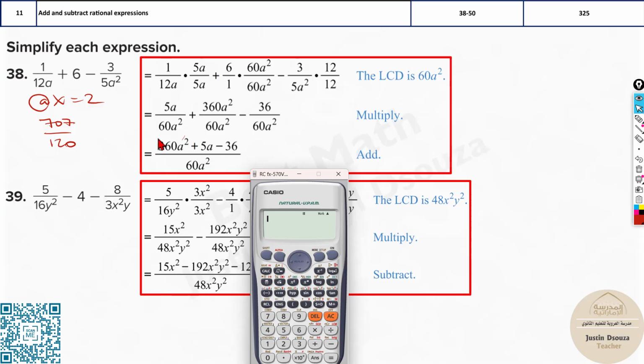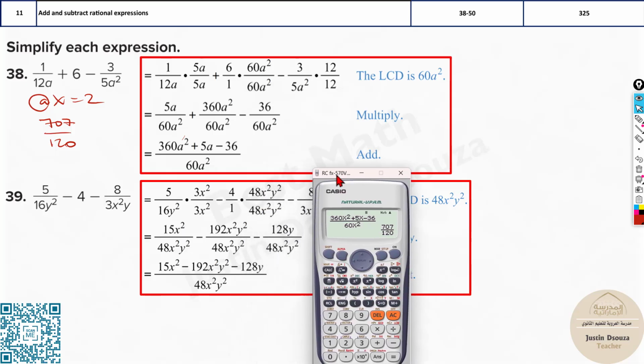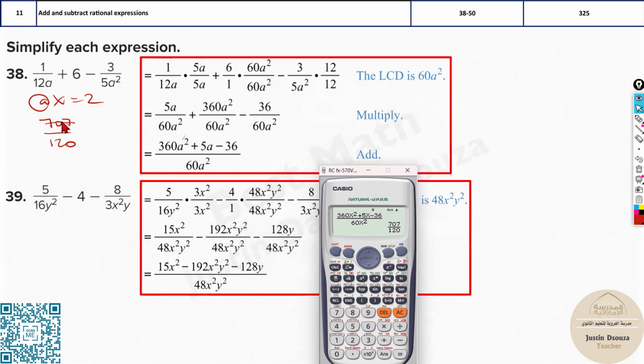So let's look into all the four options. You will come to the correct answer, right? What happens then? Let's type it out. Fraction here, 360 divided by 360a squared plus 5, that's a in terms of x variable, minus 36, and we have 60a squared. Calculated at 2, what is the answer? It matches. So this is the correct answer.